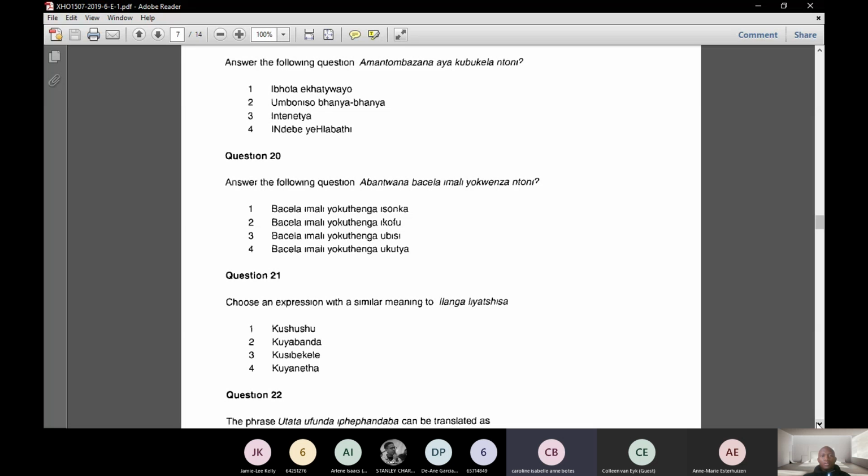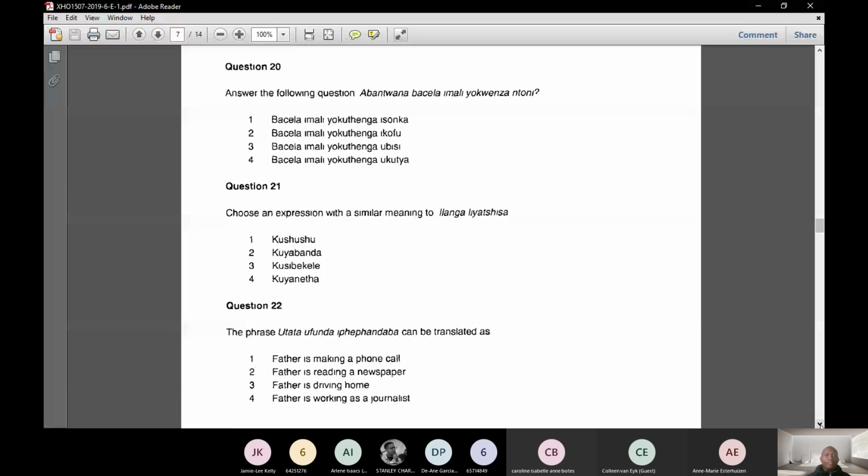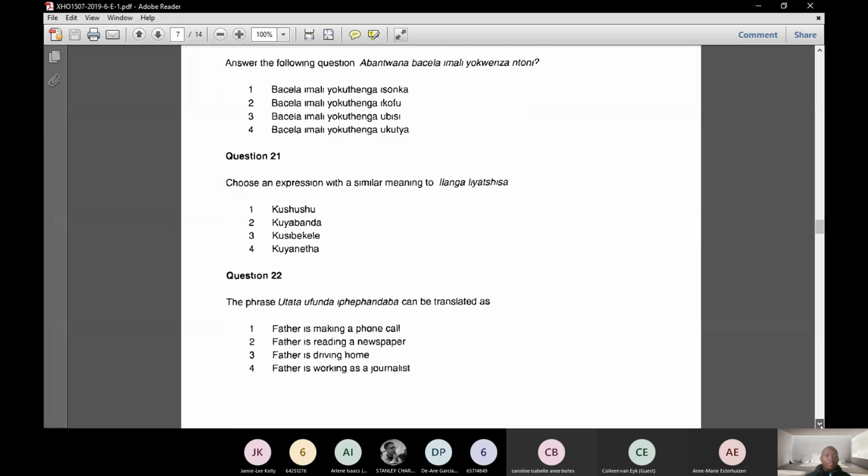That was on the wrong question. The answer to question 20 is number 4. I'm only going to read question number 20 now. Question number 20. Answer the following question. Abantwana bacela imali yokwenza ntoni? Do we agree that the correct answer for question number 20 is number 4? Yes, that's correct. Number 4 is correct for number 20.